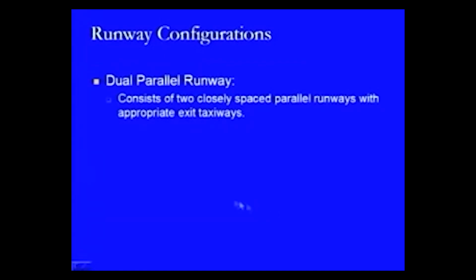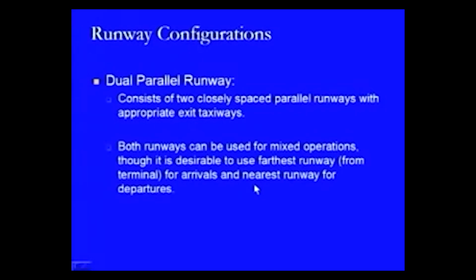Then the other case is the dual parallel runway case, where it consists of two closely spaced parallel runways with the appropriate exit taxiway. That is dual parallel runway. Both runways can be used for mixed operations, though it is desirable to use the farthest runway from the terminal for arrivals and the nearest runway for departures. That is to economize the time.